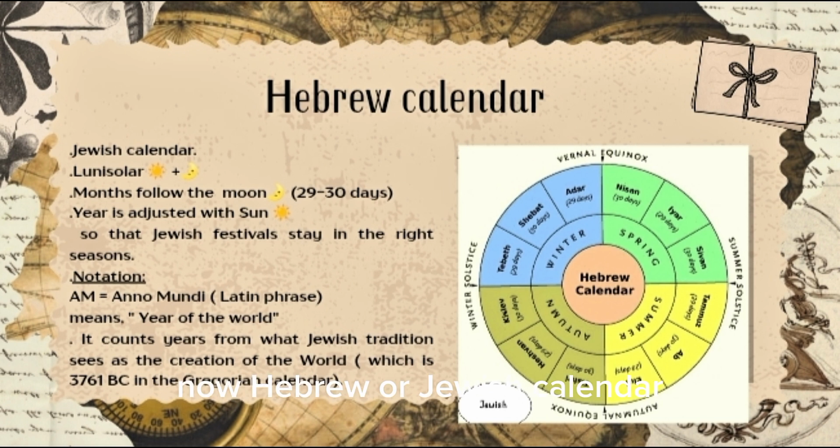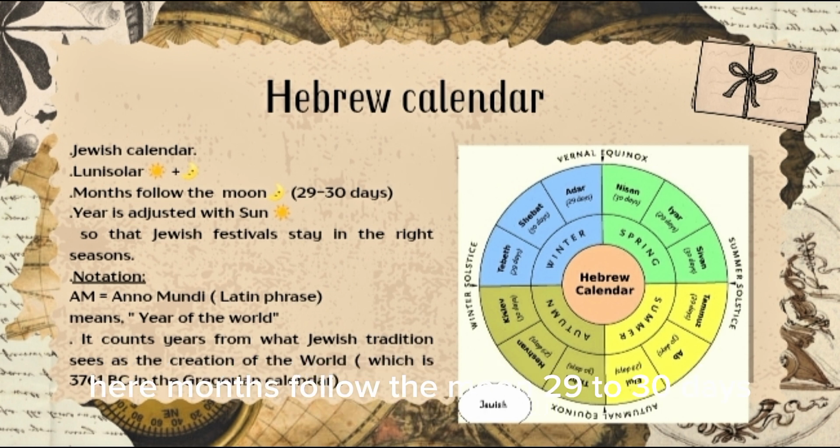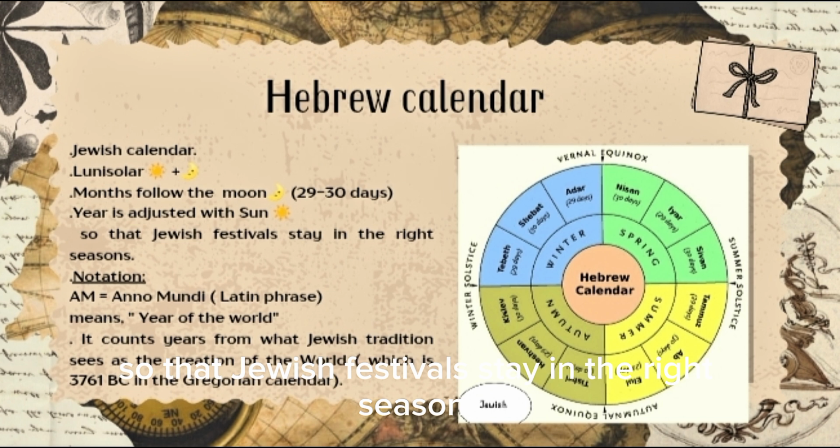Now, Hebrew or Jewish calendar. Hebrew calendar is used by Jewish culture. It is a lunisolar calendar, meaning based on both moon and the sun. Here, months follow the moon, 29 to 30 days, but the year is adjusted with the sun so that Jewish festivals stay in the right seasons.